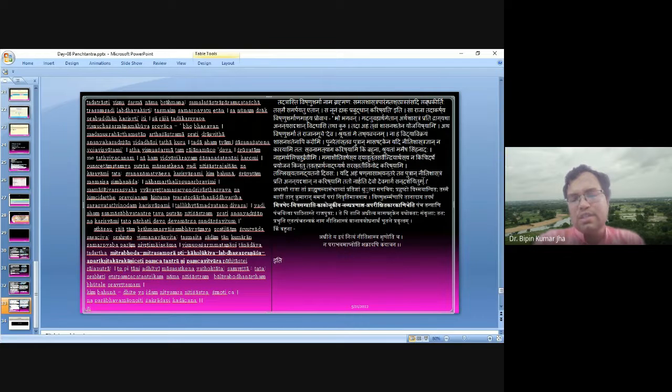When he listened to such a promise of that Brahman or Guru, then he became very happy and he dedicated his sons to that Brahman.